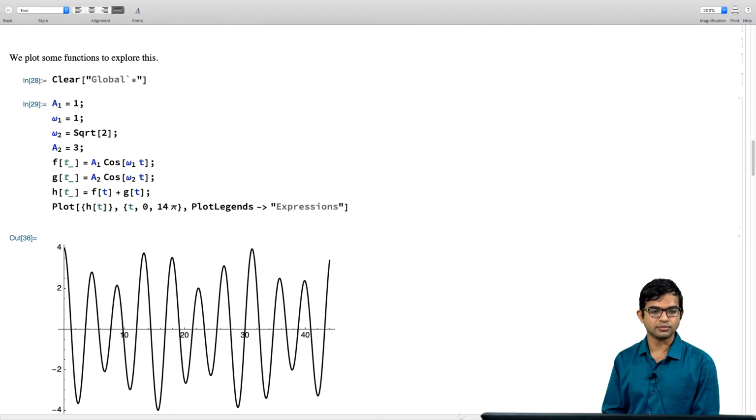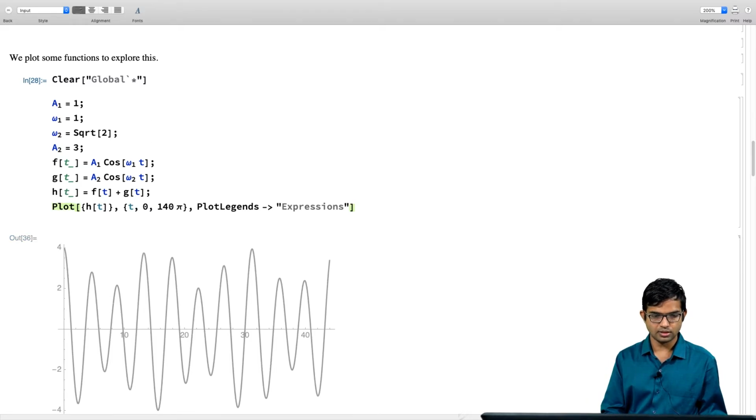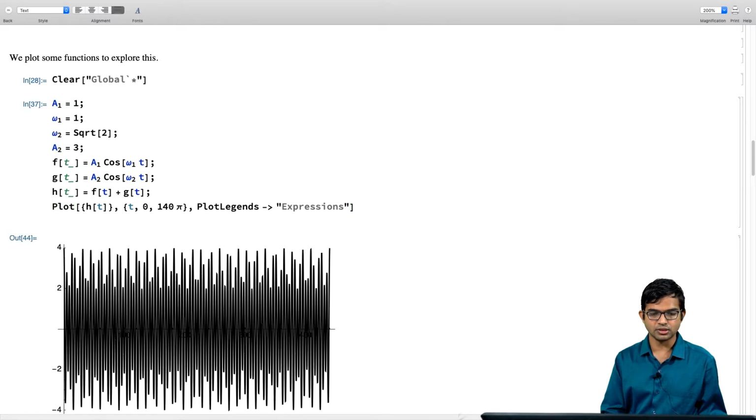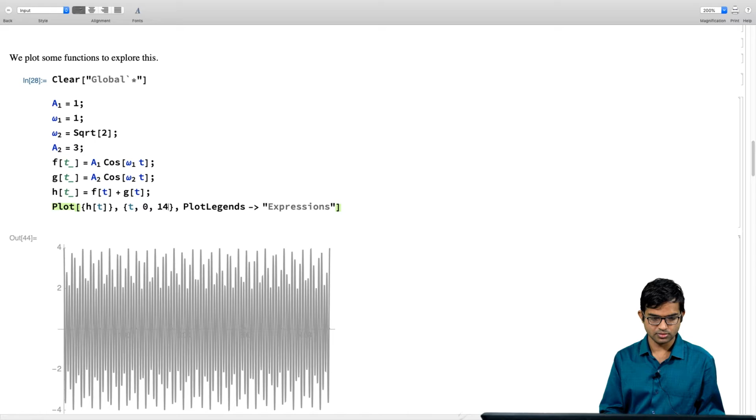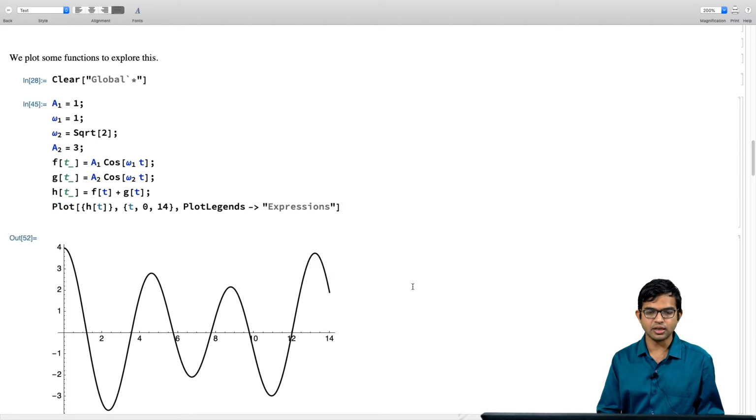So there you go. So the resultant function, I can take it up to even larger. Let me take it to a larger time scale. So you see that it looks kind of periodic, but actually it is not, right? So there is some kind of order. It's pretending to have some order, but it's because of this omega 2 being square root 2. So let's take a smaller range, yeah, so there you go. It's actually never really returning to where it started.